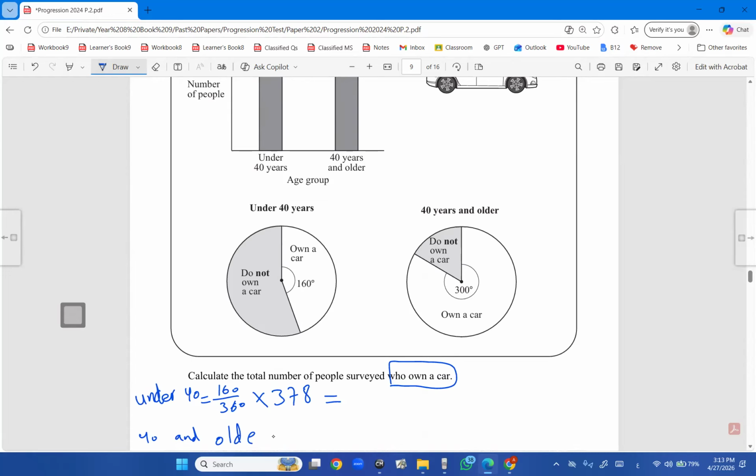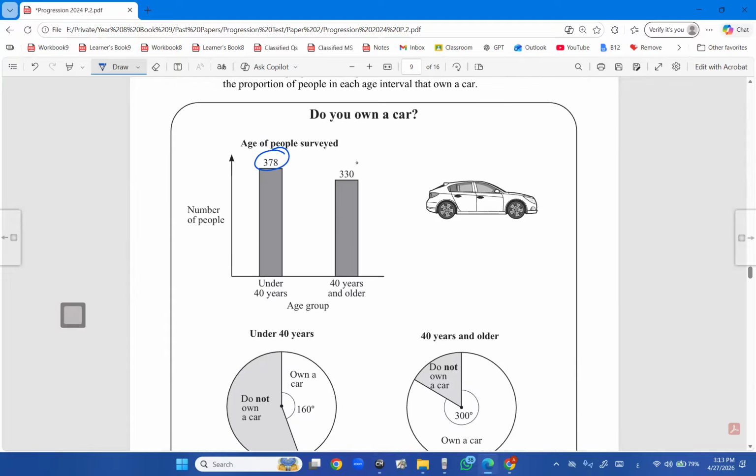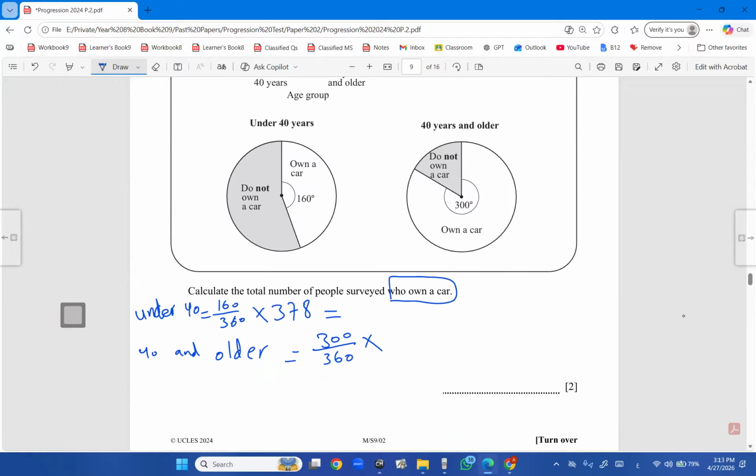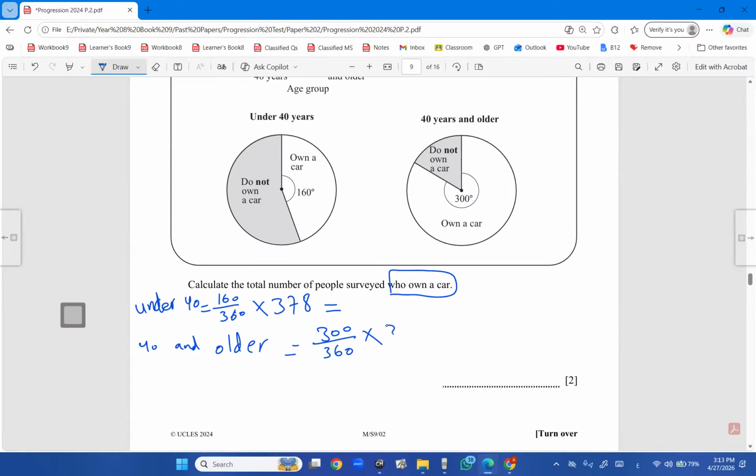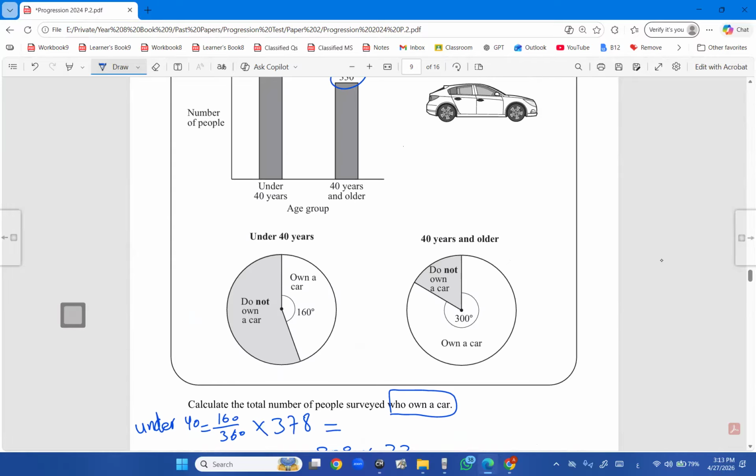40 and older. It is 300 degrees on a car. So 300 out of the 360. But I'm going to multiply it by how many actually are all of them? 330. So 300 over 360 times 330 equals how many?